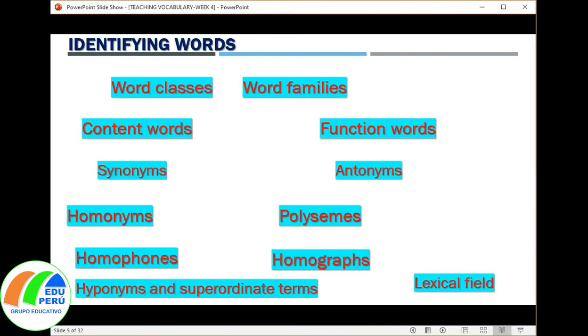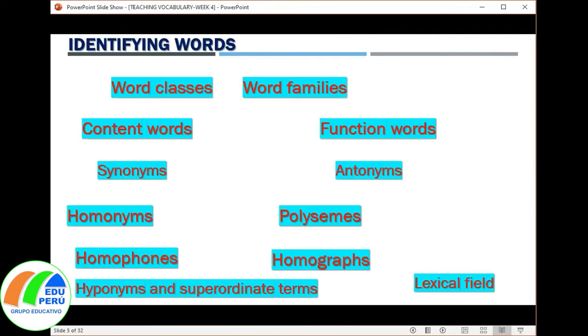What about the other two? Content words and function words. What is the difference between content and function words? Content words are the words which carry information. That's it. They carry information, a definition, a content. That's why the name says so. Content. So they have a content, they have a definition, they carry information.